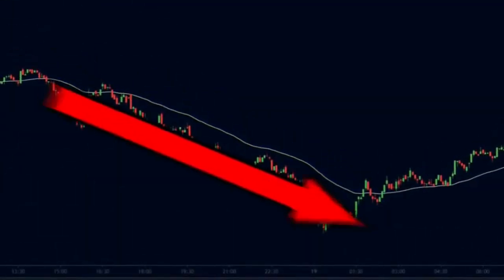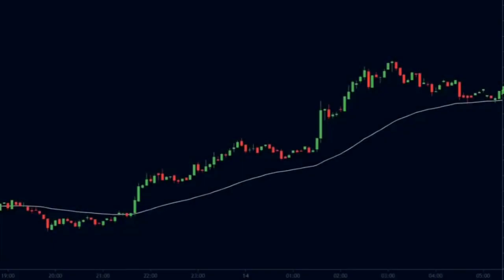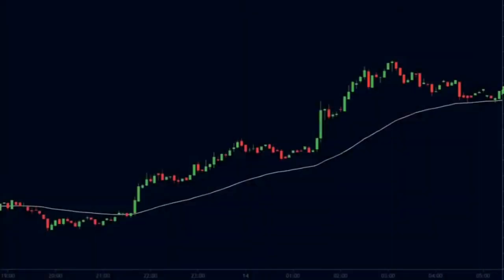Here we can see that the market was clearly in a strong downtrend. But whenever the price moved far away from the moving average, a strong up move will follow soon. Hence, the price does not stay away from the moving average for longer durations. The same thing is applicable in an uptrend. As you can see, whenever the price moves away from the moving average, the price creates a reversal and gets attracted back to the moving average. So, in other words, we can say that the moving average attracts the price like a magnet.